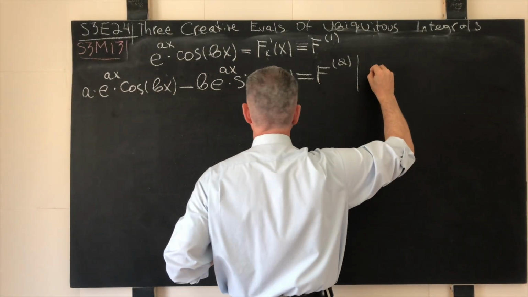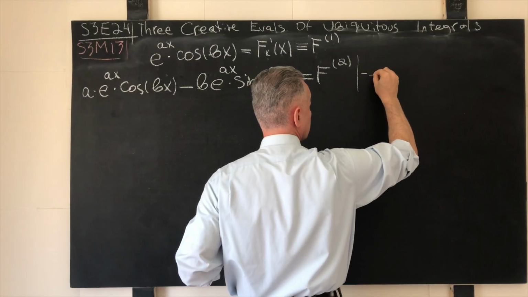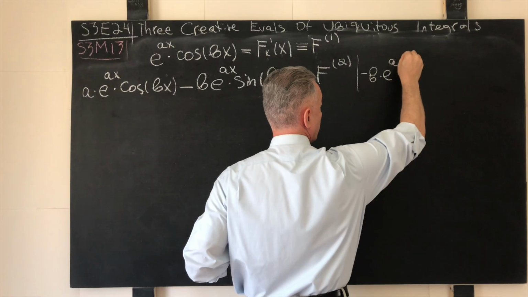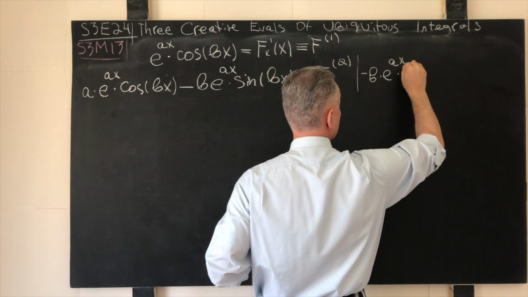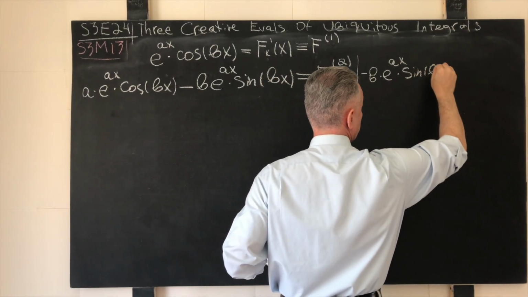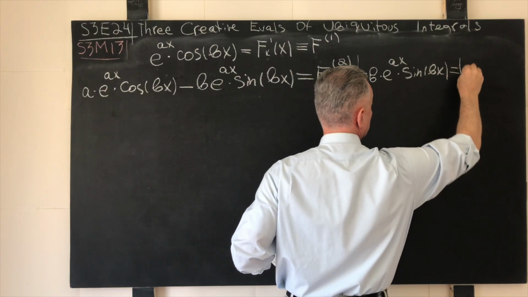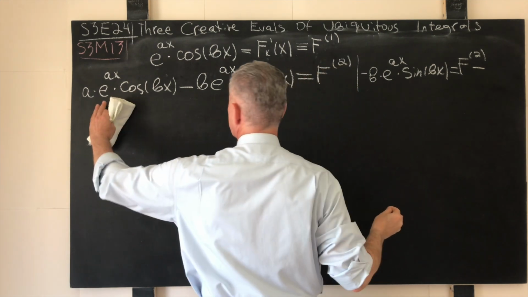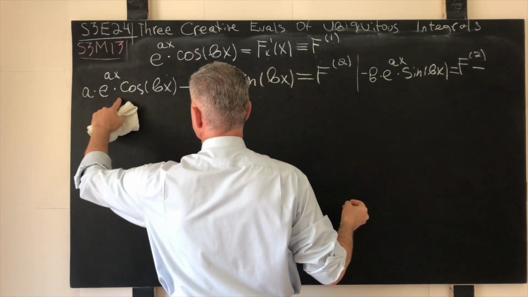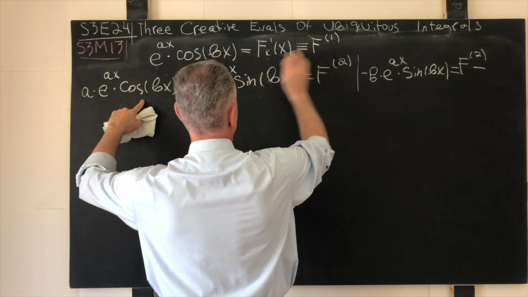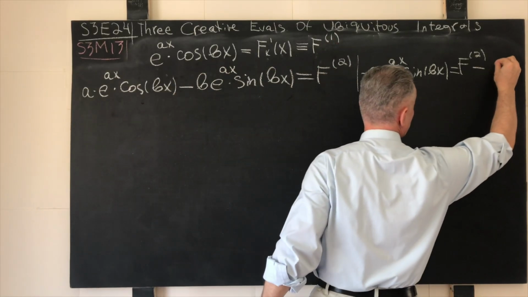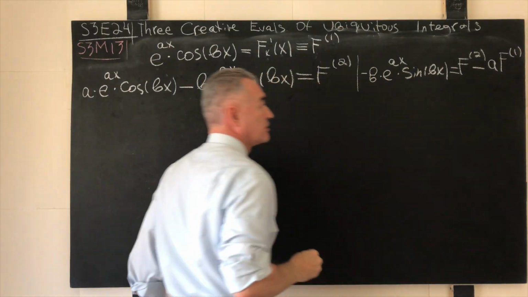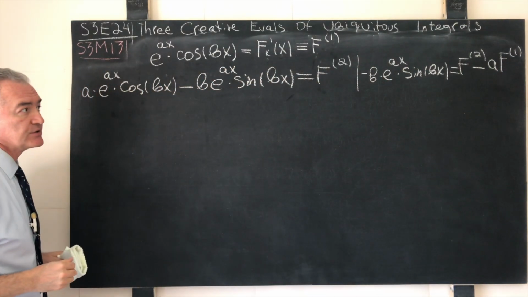So from here we write down the following: minus b times e raised to the power ax times sine bx is equal to the second derivative minus, we carry this over, what is this? a times this animal, but this animal is our first derivative, so minus a times the first derivative. You see, this is how these things work.